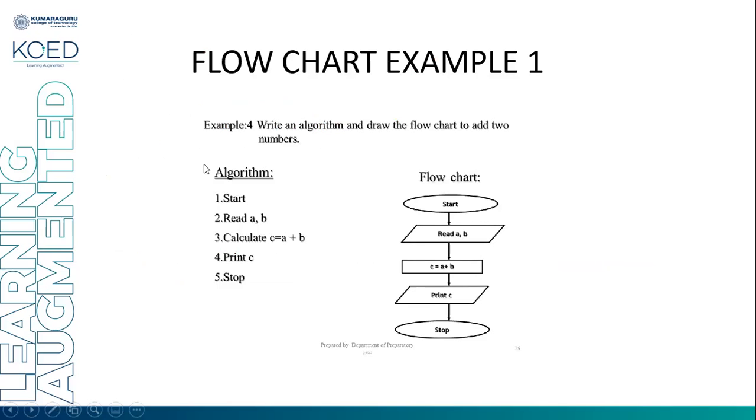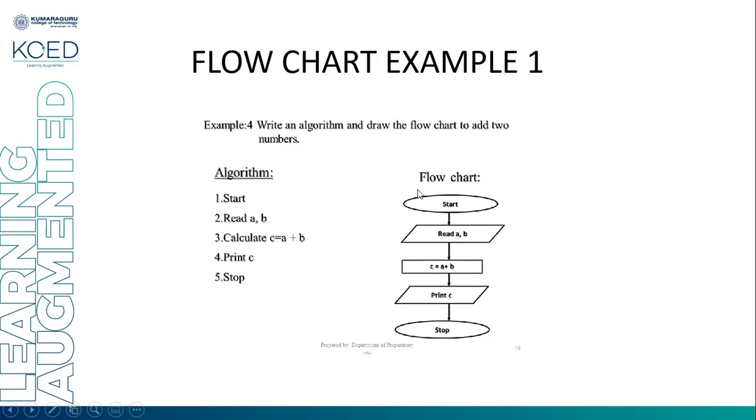We are going to start discussing the examples. First example: write an algorithm and draw the flowchart to add two numbers. The algorithm is: start, read a, b, calculate c equal to a plus b, print c, and stop, which we already discussed.